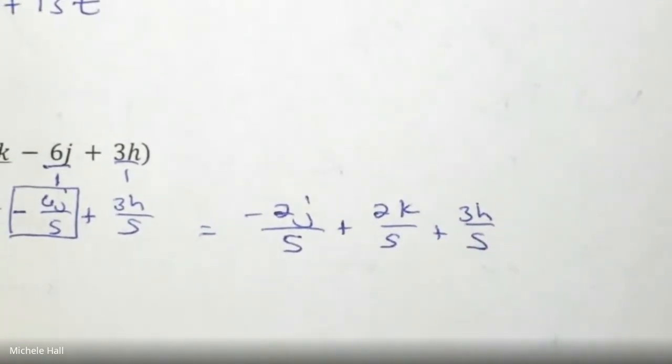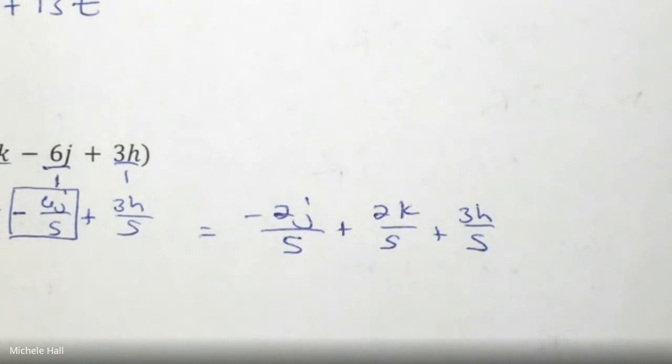Look for like terms. How do I check my final answer now? You make sure that you're reduced. I have 2/5. 2 is prime, 5 is prime. These are prime numbers, 3 and 5. Nothing reduces. That would be the final step. Can I reduce my fraction?